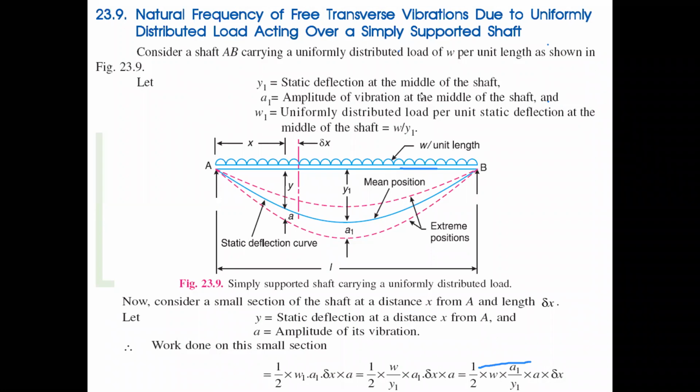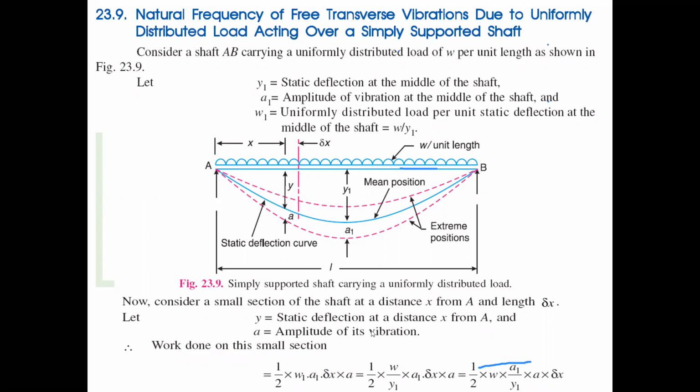y1 equals static deflection at the middle of the shaft, and a1 equals amplitude of the vibration at the middle of the shaft, and w1 equals UDL per unit static deflection at the middle of the shaft.